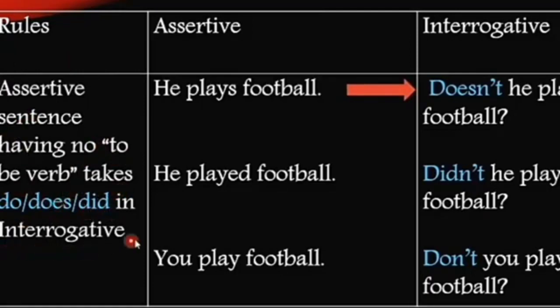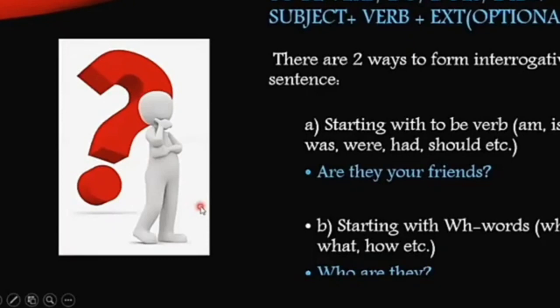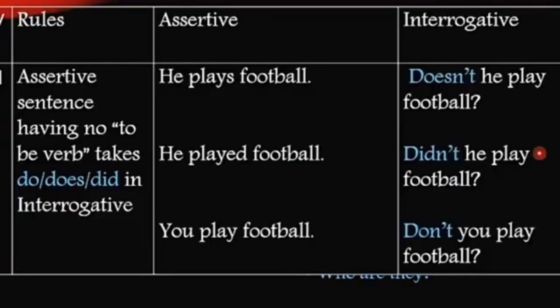The first rule says, an assertive sentence having no to be verb takes do, does, or did in an interrogative sentence. My dear students, if you remember, earlier I told you that the to be verb comes first at the beginning of the sentence when we change it into interrogative. But what will happen if the sentence doesn't have an auxiliary verb? What should come at the beginning? That time, according to the subject of the sentence and the tense, we have to pick from these three options: do, does, or did. As the subject here is third person singular and the tense is present tense, does is the correct option. He plays football, the interrogative form is, doesn't he play football?